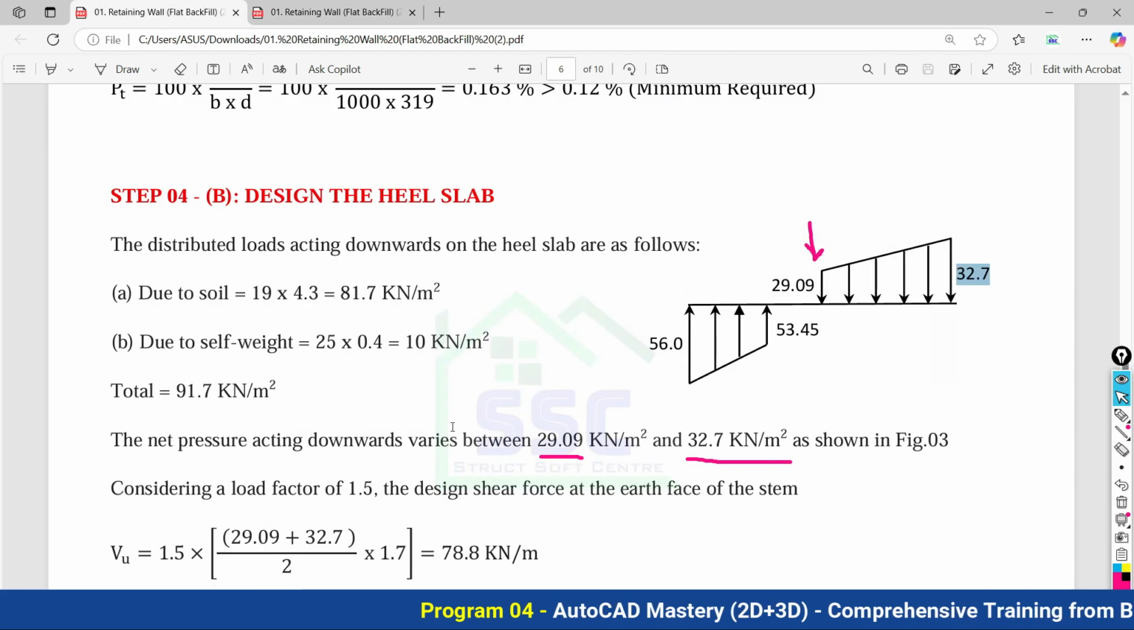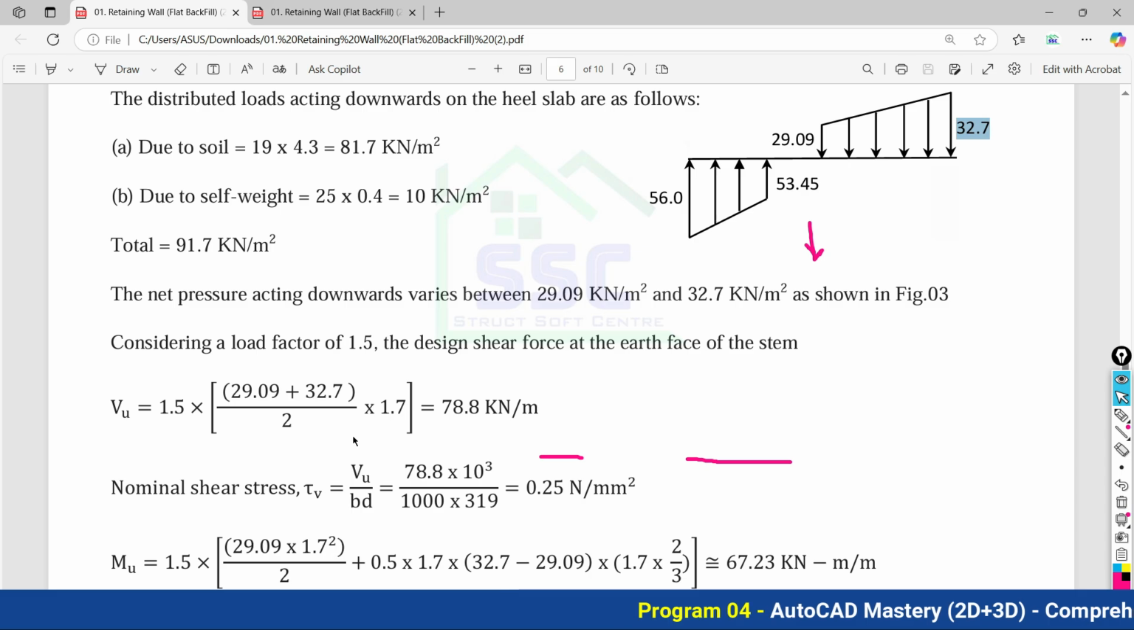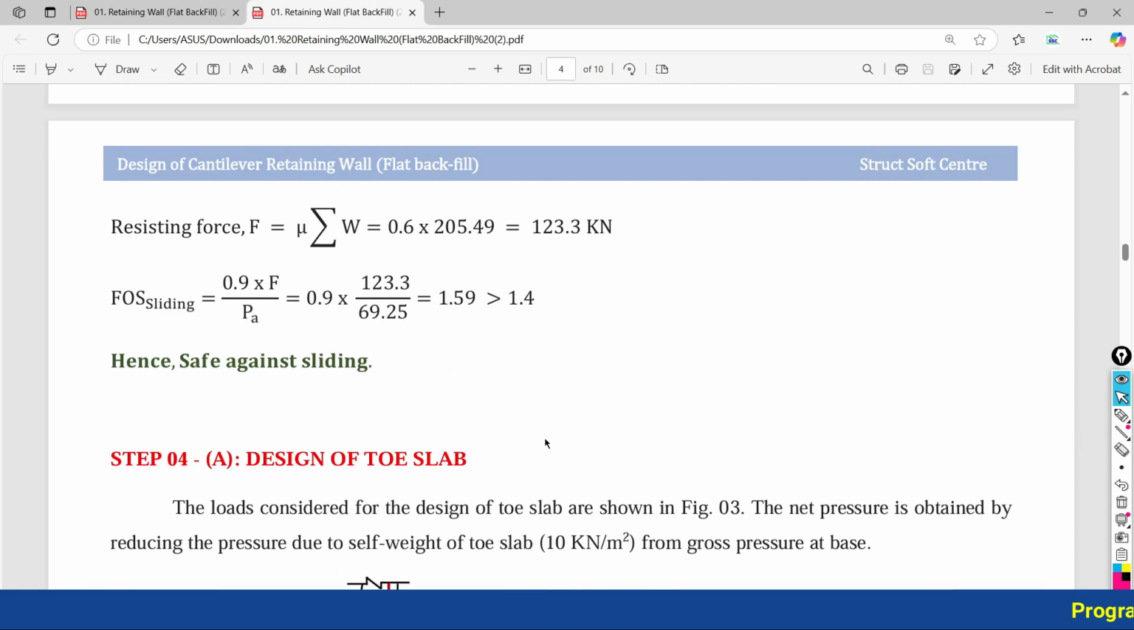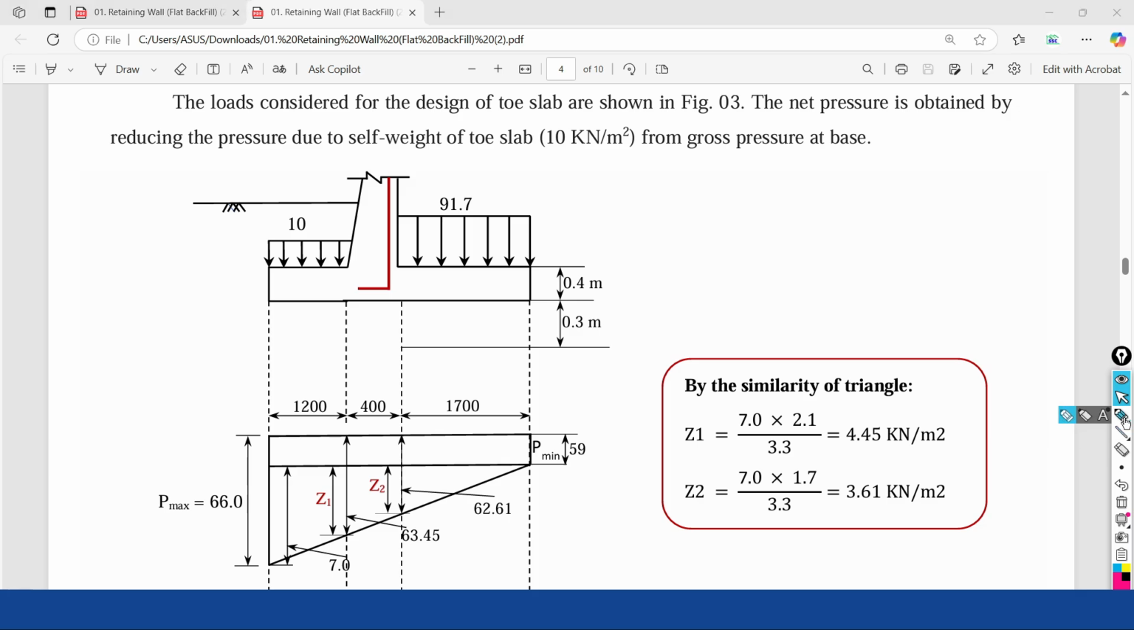Now we have to calculate what shear force is going to be developed at the face of the stem. I am going to do the calculation at this face. So the calculation will be very much simple.